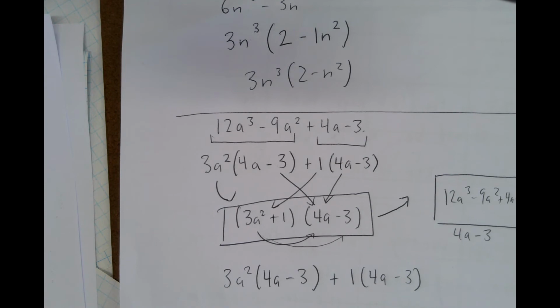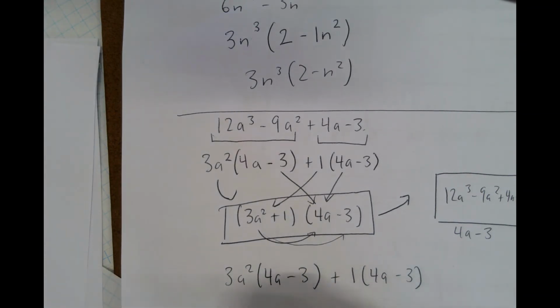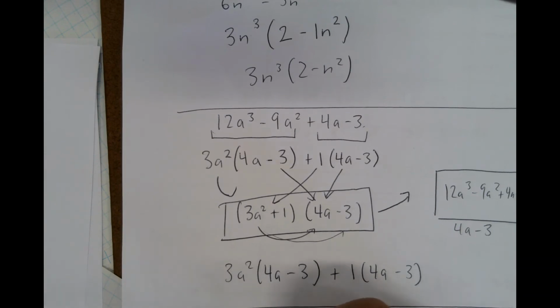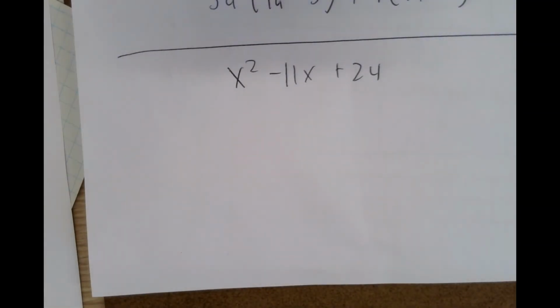Okay, so we'll talk about this again, but I want to focus on the last type of problem. So we have x squared minus 11x plus 24, and it tells us to use the x method to solve this, right?